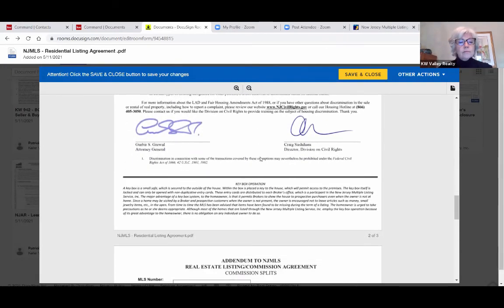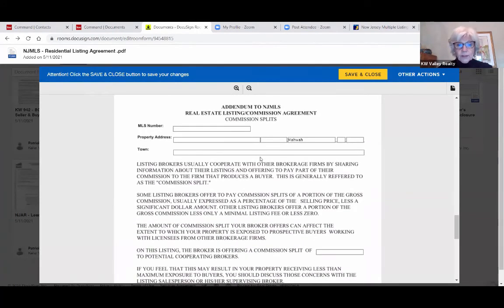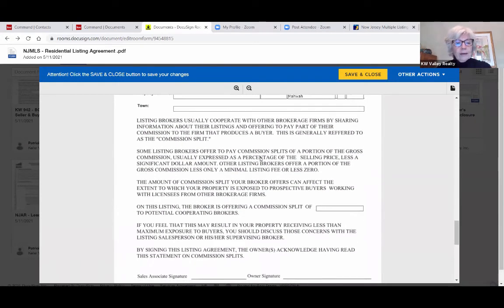So act correctly. Here's the addendum to the multiple listing system. Now it does ask you for the MLS number. You don't have that yet because you haven't loaded it yet. So don't worry about it. You can leave that blank. It asks you for the property address and the town. And then if you go down to the 1, 2, 3, 4th paragraph, it says on this listing, the broker is offering a commission split of blank to potential cooperating brokers.